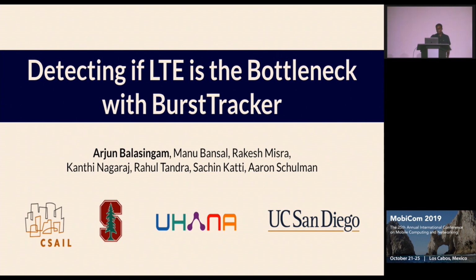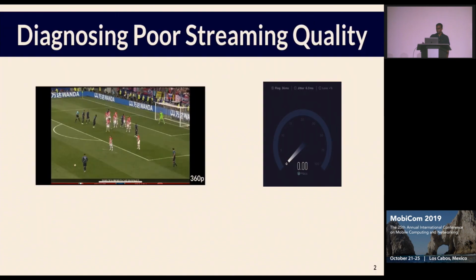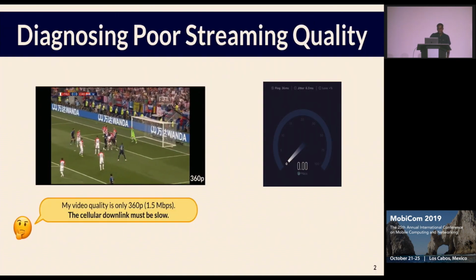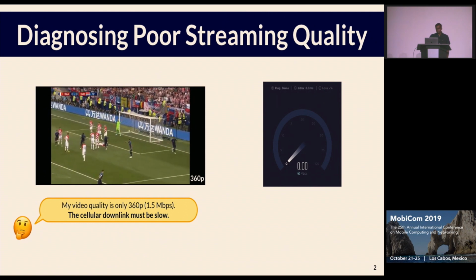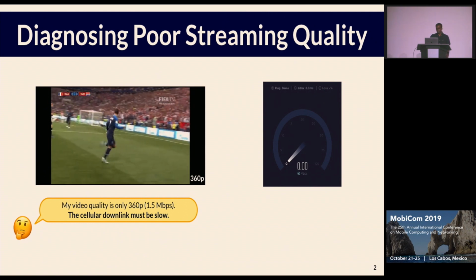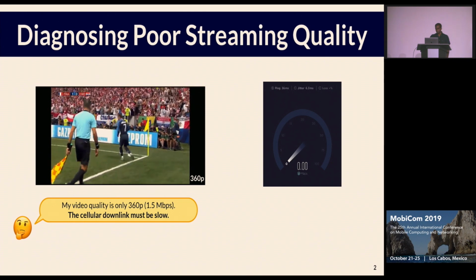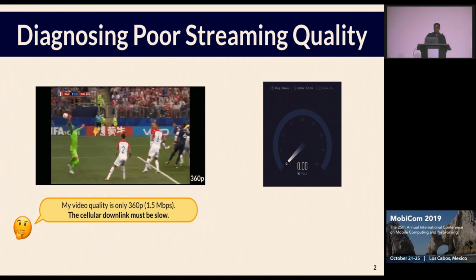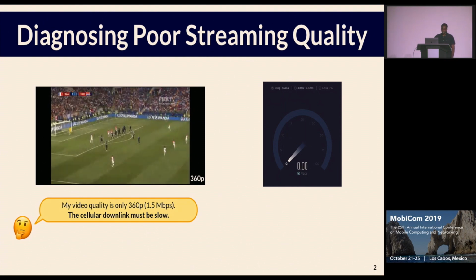Now, to show you the problem that this tool is addressing, let's take a look at a typical scenario showing how developers today diagnose poor network performance on cellular networks. Here's a video streamed on a phone over LTE. Imagine you're an application developer. You notice the video is being streamed at 360p. The quality is so poor. This seems to be due to poor network conditions. The video used about 1.5 megabits per second.